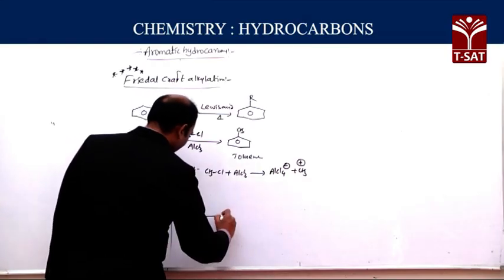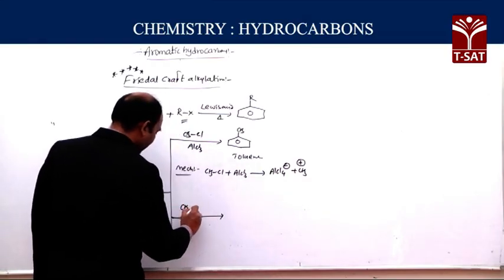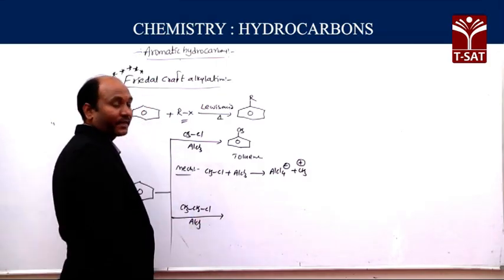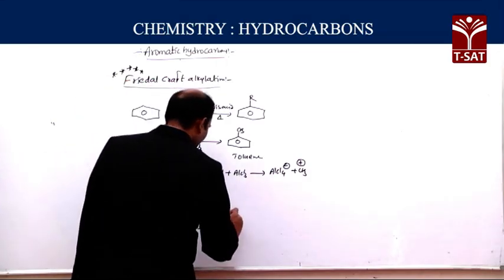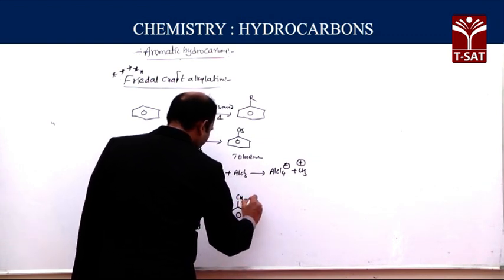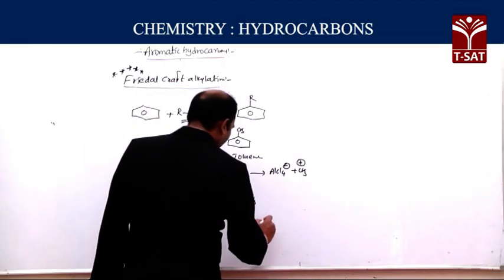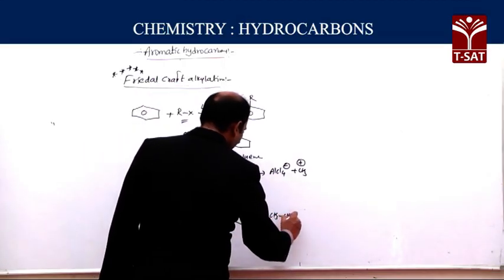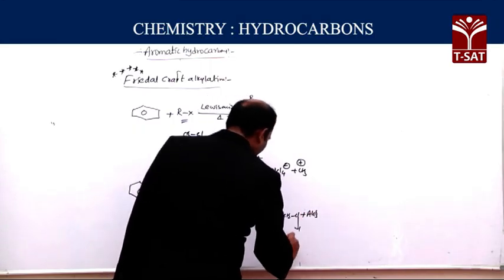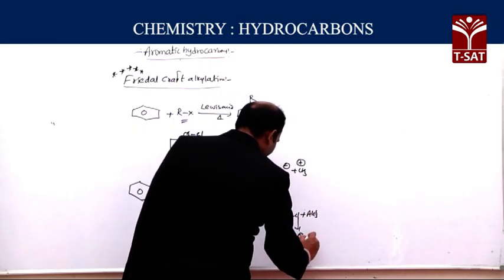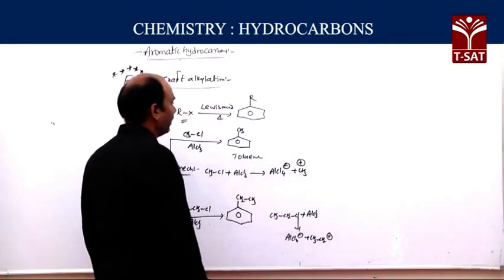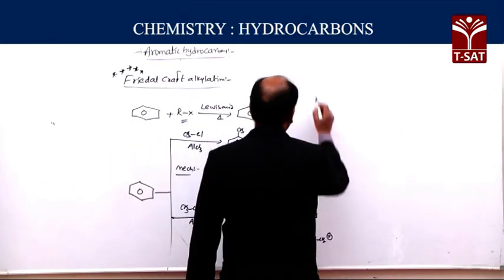Suppose we take ethyl chloride, CH3CH2Cl, in the presence of anhydrous AlCl3. We get ethylbenzene, with CH2CH3 on the ring. Again, CH3CH2Cl plus AlCl3 is converted into AlCl4 minus plus CH3CH2 plus. Now this is the electrophile.